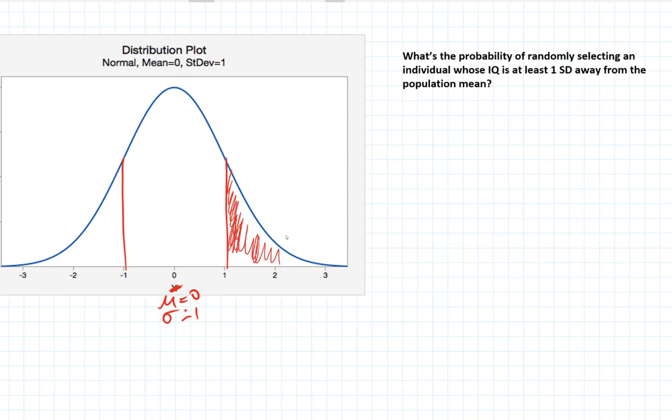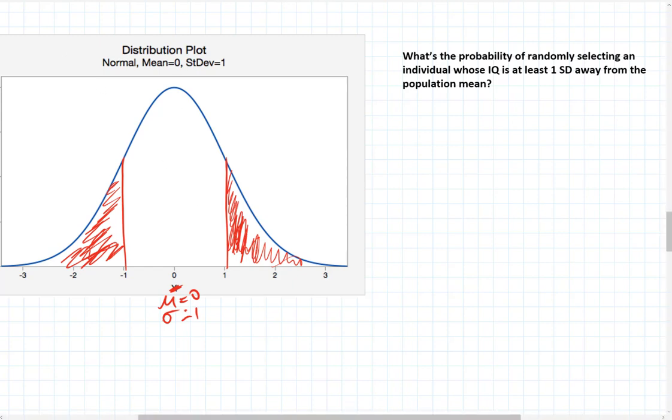So the answer corresponds to what's the probability of selecting someone that would be found in this area or in this area. It didn't say one standard deviation away from the mean, or greater than or less than. It is, in fact, a statement that says on either side, what's that probability of finding an individual? So we could write this a couple of ways. We could say, what's the probability of randomly selecting someone if we're talking about a normal distribution whose mean is 100 and the standard deviation is 15? Let's go back to IQ.